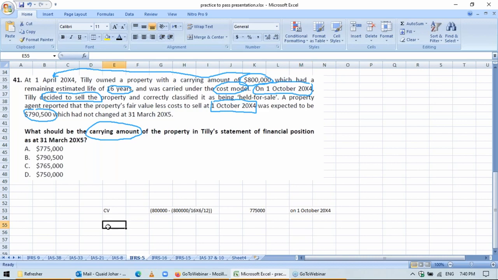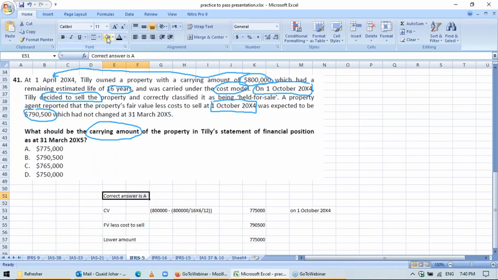Now, what is fair value less cost to sell? Fair value less cost to sell is 790,500. So at what amount will we report? You will report at the lower of both. The lower amount is 775,000. So the correct answer is A, 775,000.